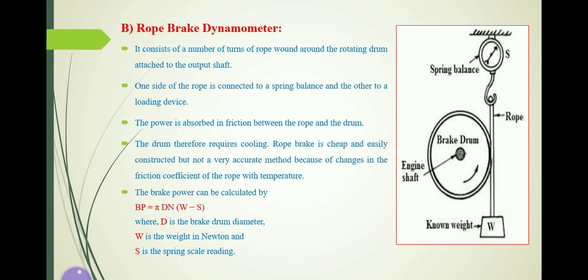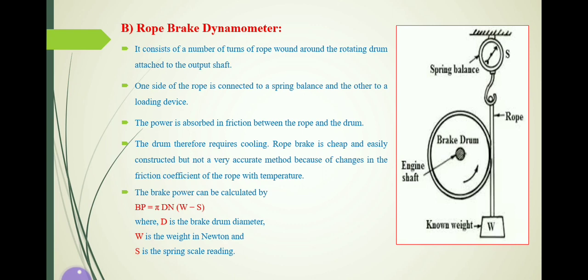Similar to the Prony brake dynamometer, here also friction takes place, but between the rope and the flywheel, or rather on the flywheel one drum is used and friction takes place between the rope and that drum, and that friction is absorbed. So we'll see how it works.